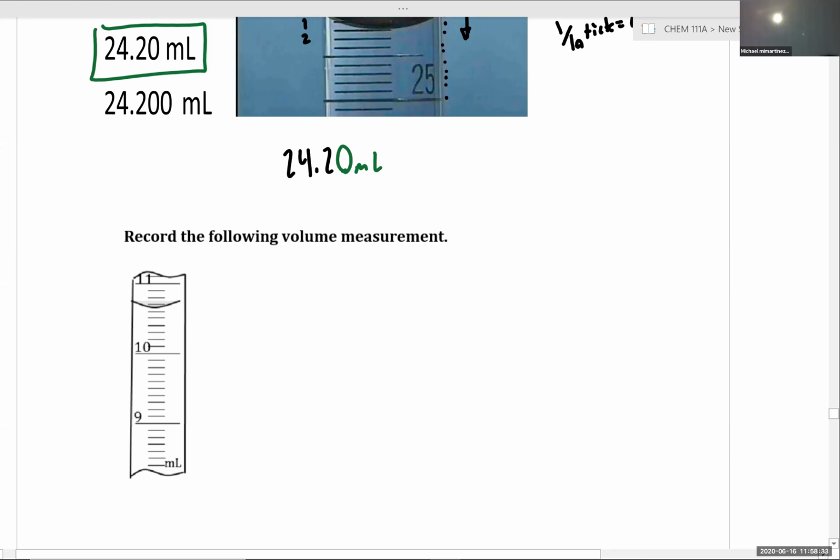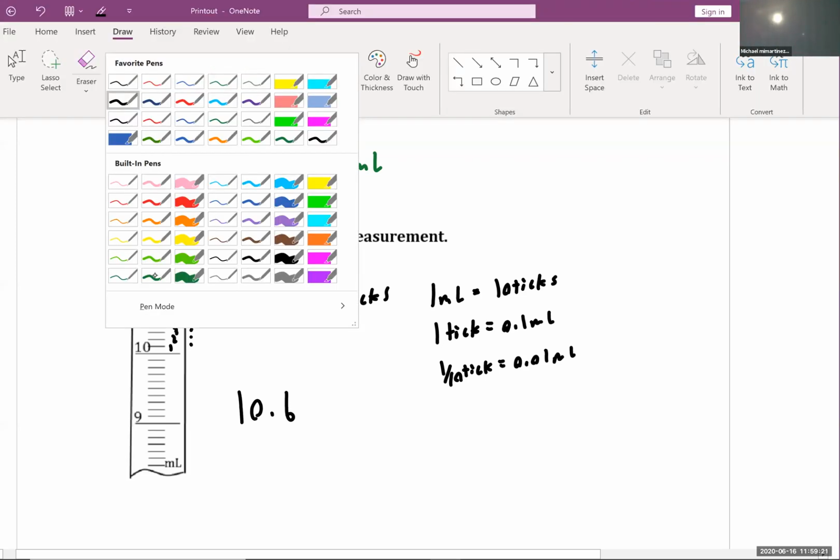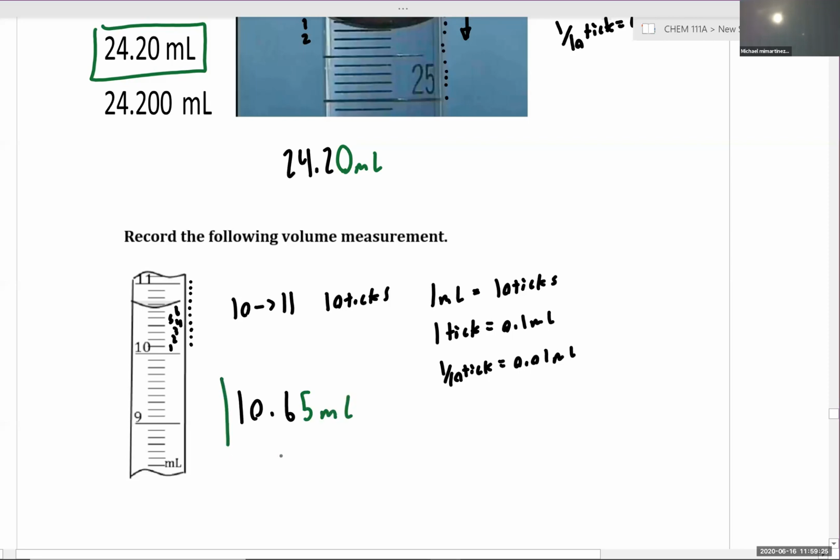Okay, so let's discuss. So again, counting from 10 to 11 takes us 10 ticks. As a result, 1 milliliter is equal to 10 ticks. Ergo, 1 tick is 0.1 milliliter, and a tenth of a tick is 0.01 milliliter. 1, 2, 3, 4, 5, 6 are certain digits. We're past the 6th tick mark, so it would be 10.6. And then we can estimate one additional digit up to a tenth of a tick. So it would be 10.65 milliliters.